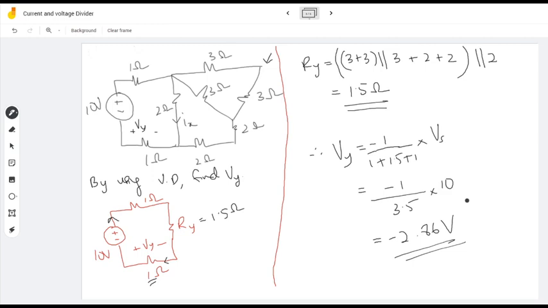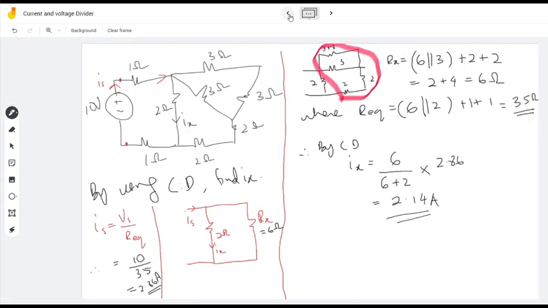Super. Alright, brilliant. So with that, you actually have completed using the voltage divider technique to solve for Vy. And you also have used current divider to find Ix. Alright, thank you.